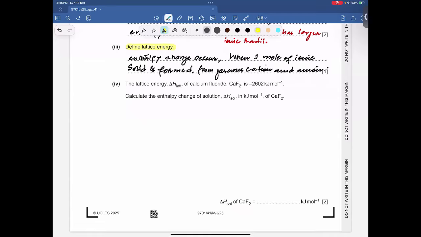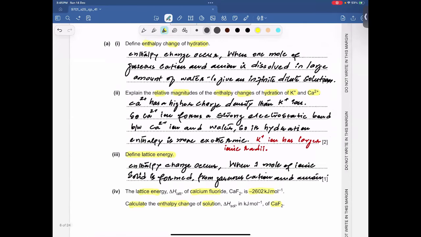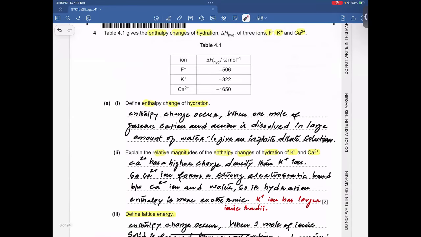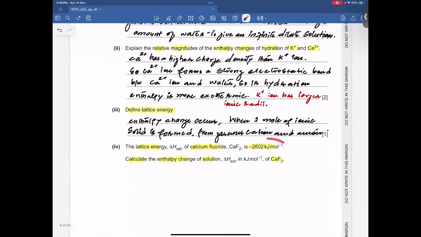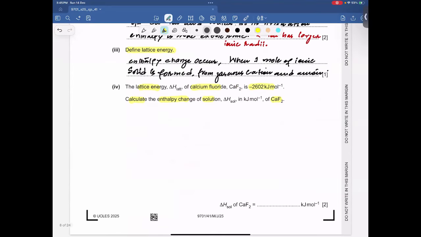The lattice energy of calcium fluoride is given. Enthalpy change of solution, we need to find out. So hydration of calcium ion is given, hydration of fluoride ion is given, and lattice energy is given. I can find the value of solution. So I'm going to use this expression, which we have discussed in the class.